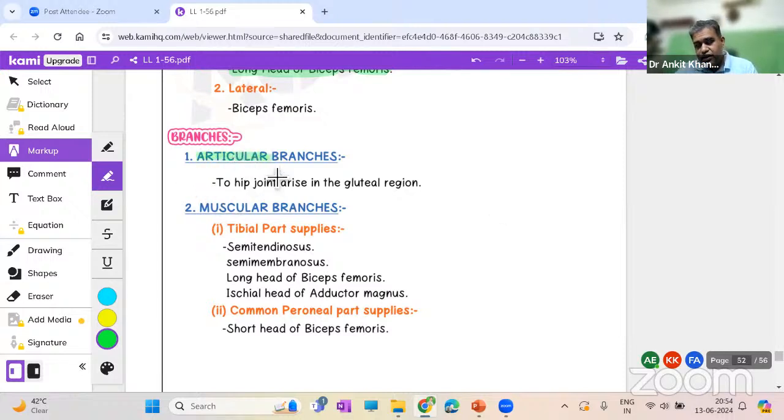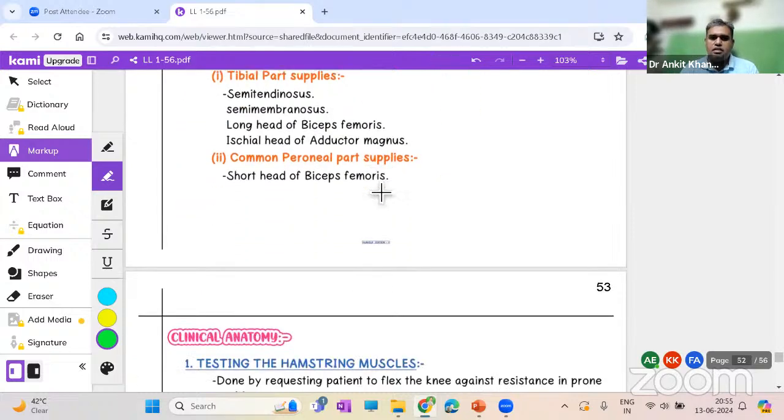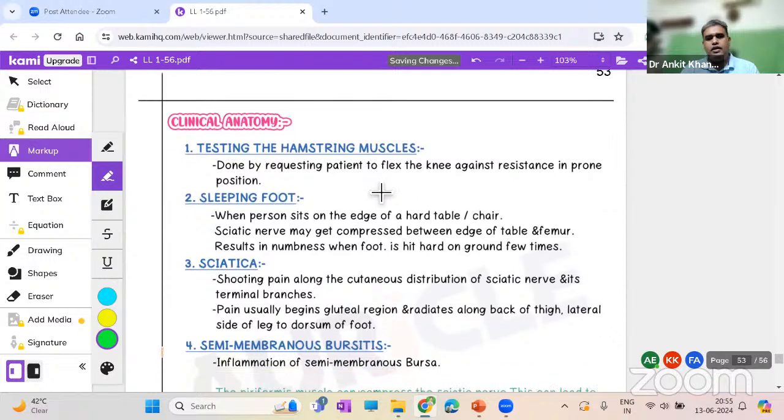The trick in writing is not saying branches 1, 2, 3, 4. Write articular branches to some joints over here. Then muscular branches. Then the tibial and common peroneal. Then obviously, clinical anatomy will always fetch you 1 or 2 marks extra. Nowadays normally the examiners ask specifically, if it's a 10-mark question, the last 2 marks will be for the clinical anatomy.